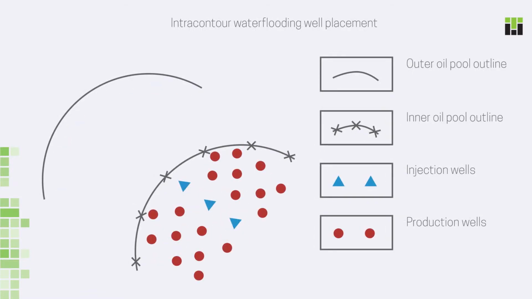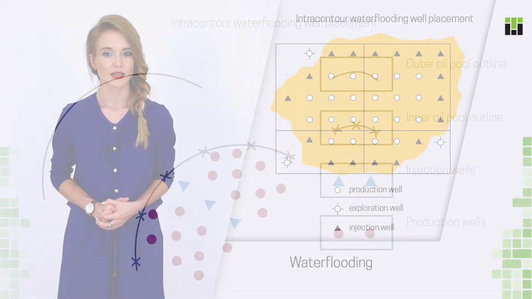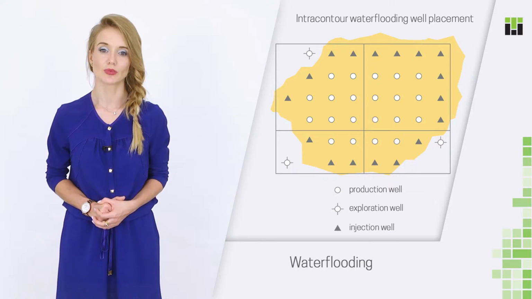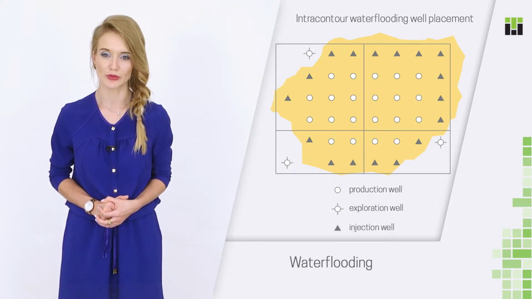Following the success of edge and peripheral water flooding experiments, reservoir engineers started elaborating these techniques and came up with the intercontour water flooding concept. It is especially efficient on large fields. There are rows of injection wells that cut them into many blocks. Then we deal with intercontour water flooding. The water is injected right into the oil-bearing zone.